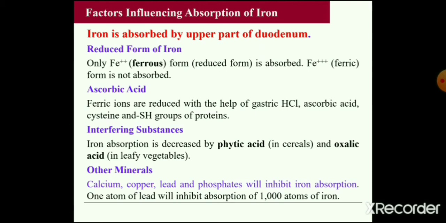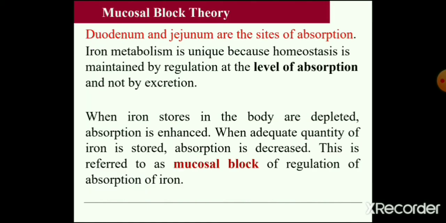Then there are some minerals which decrease iron absorption, that is calcium, copper, lead, and phosphate, which will usually inhibit the iron absorption. One atom of lead will inhibit absorption of 1,000 atoms of iron usually. Now the absorption proper mainly takes place in the duodenum and jejunum, and iron metabolism is unique. That is, the normal homeostasis level is maintained by regulation at the level of absorption, not at the level of excretion. That is the importance.